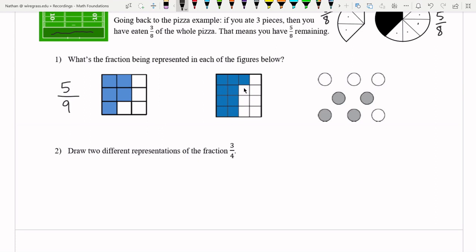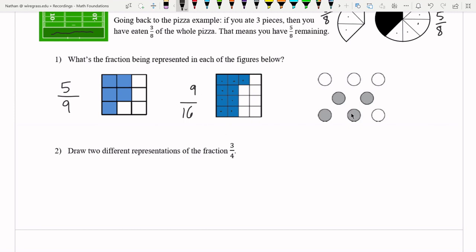Same thing for this one, right? Here we have 4 by 4. 4 by 4 is 16, or 4 times 4, 16 total boxes. And of that, we have 1, 2, 3, 4, 5, 6, 7, 8, and 9. 9 are shown shaded out of the total 16. So 9/16 is the fraction shown.